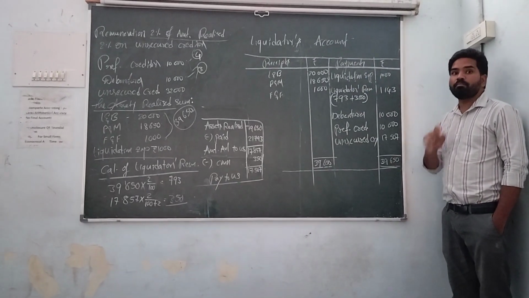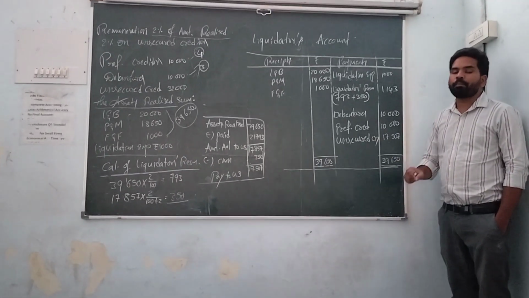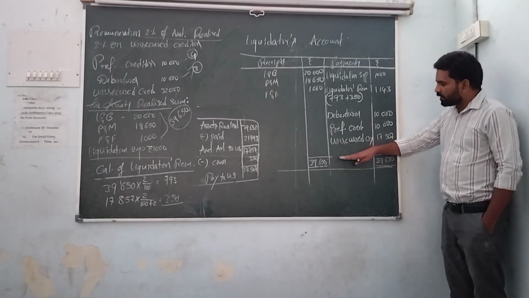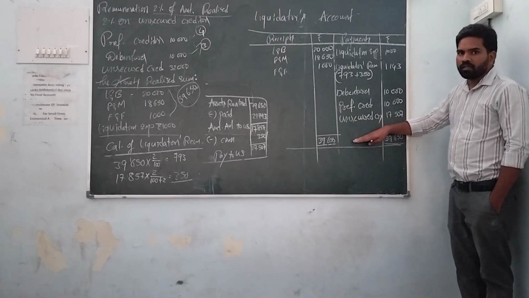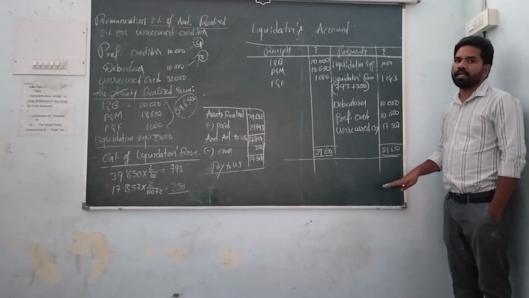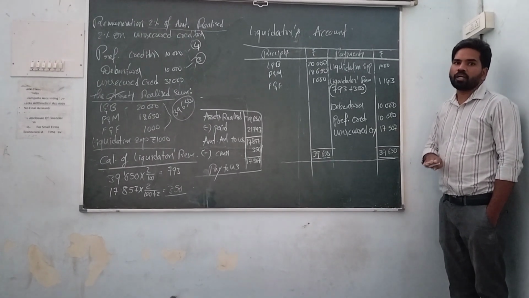Okay. If balance is still available after payment of unsecured creditors, the liquidator should pay the shareholders. Then after settlement, the company is automatically deleted from the register of companies.